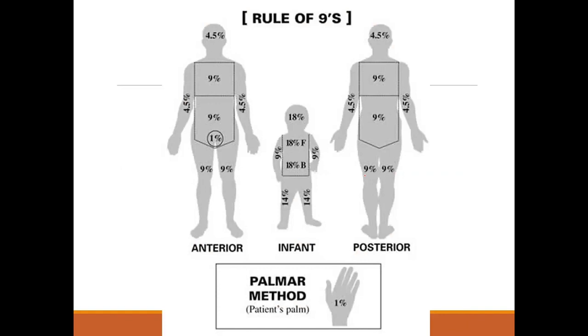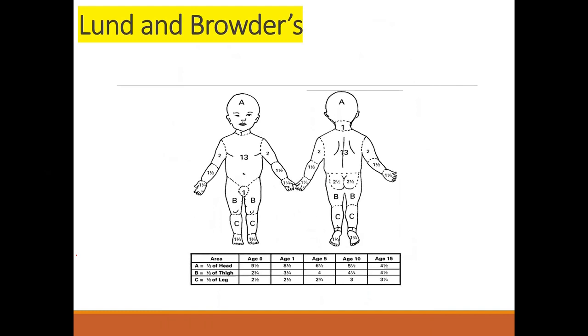Now you can see the variation in infants. The head and neck is 18%. But you have a chart, the Lund and Browder chart, for estimating burns in children. Now you can use the rule of palm, where you get a filter paper and estimate the palm surface of the patient, then you can use that paper to estimate the percentage burns. This is the Lund and Browder chart. It's not something you should memorize. This is something that's supposed to be at the accident and emergency, and it varies with the age of the patient.